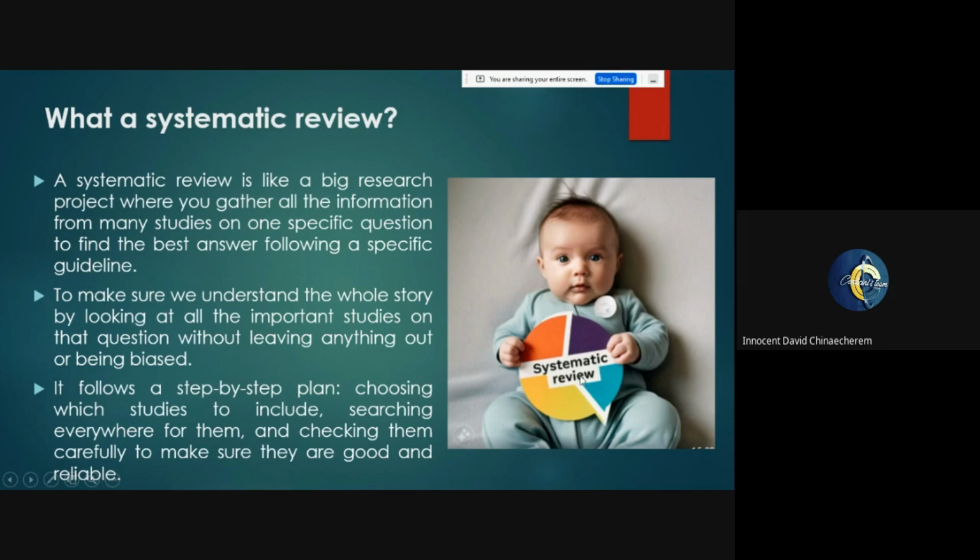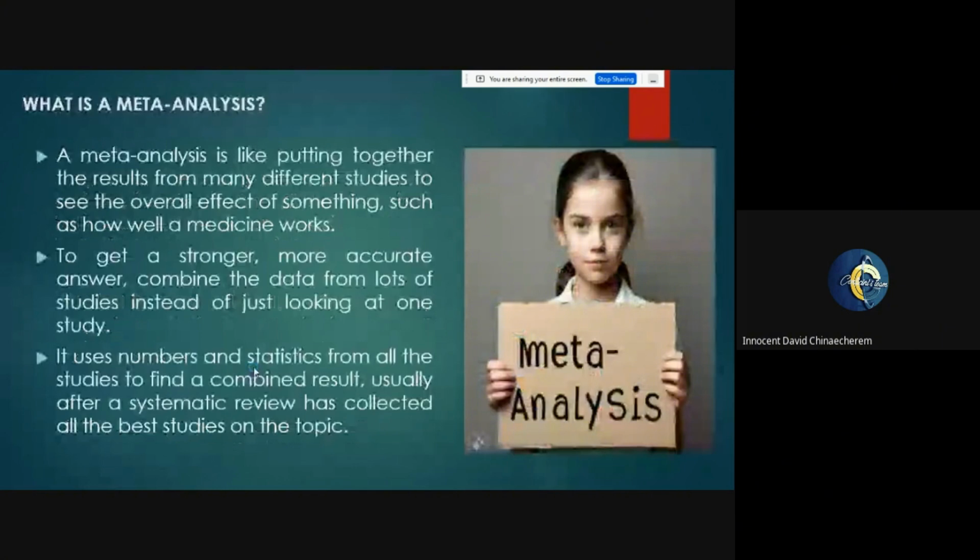So it is a review that is systematic. It means that it has to follow a step by step plan, which is systematic, where you have to state your search process, your inclusion and exclusion criteria, and other criteria.